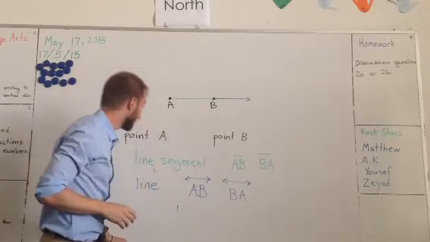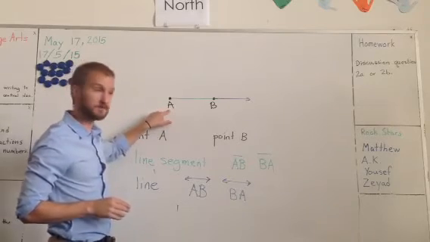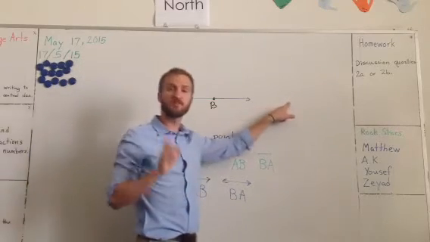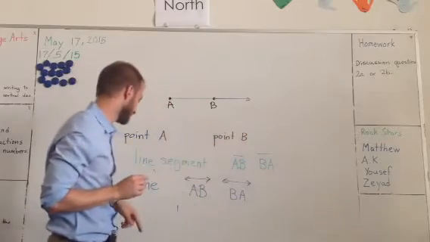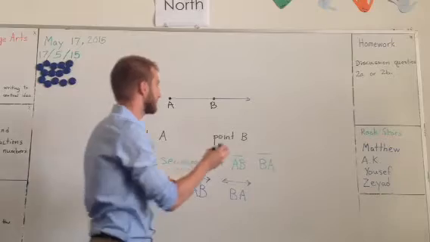Sometimes I have what looks like this, where I have a line that starts at a point and goes on in just one direction forever and ever and ever. That's not called a line. That's actually called a ray.